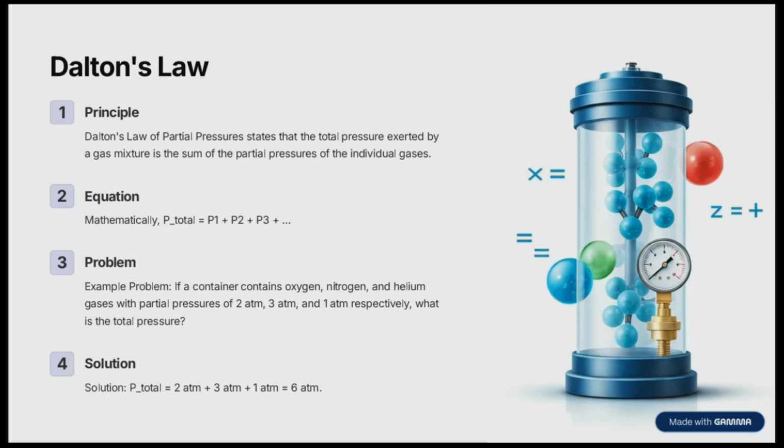Now, let's see how examples come up on this topic. It said if a container contains oxygen, nitrogen, and helium gases with partial pressures of 2, 3, and 1 atmospheres respectively, what is the total pressure? You should be able to get the answer off the top of your head because it's just an addition. Just add all the individual partial pressures.